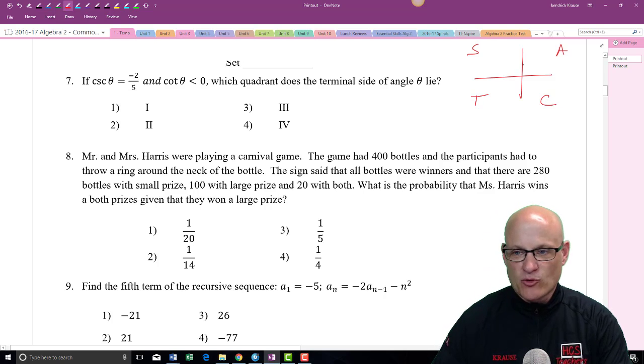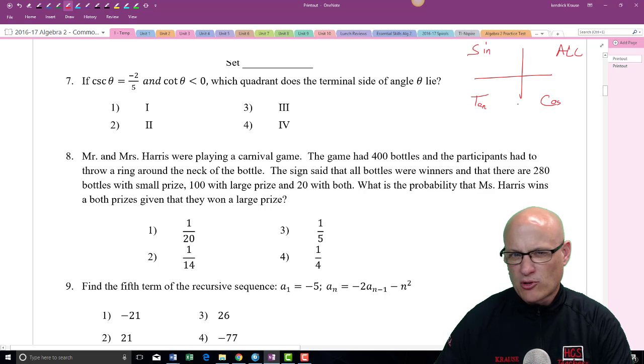So what this represents is where everything's positive. All things are positive here. Sine is positive here. Tangent is positive here. And cosine is positive here. Then you need to know the reciprocal functions. You need to know which ones go with which.